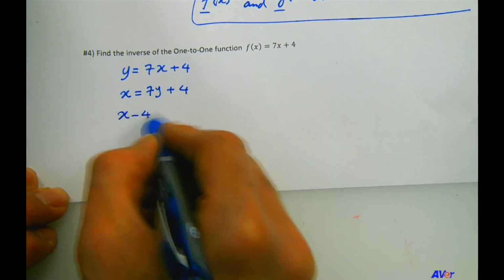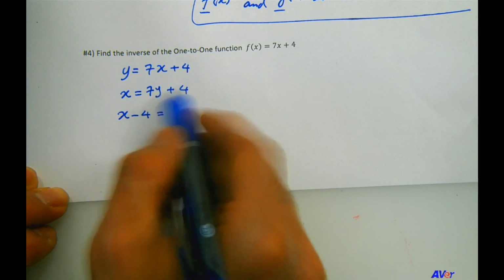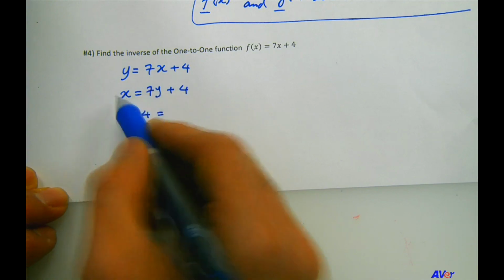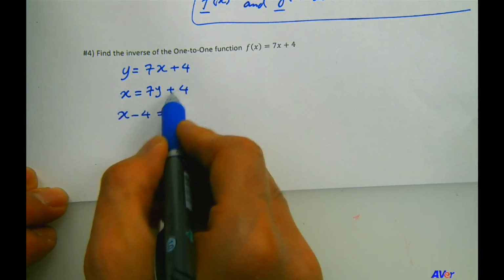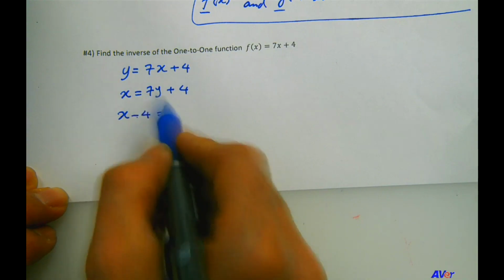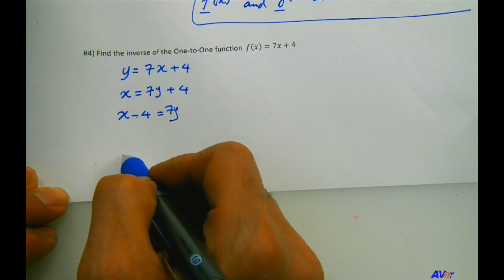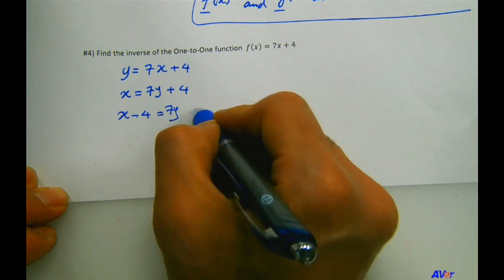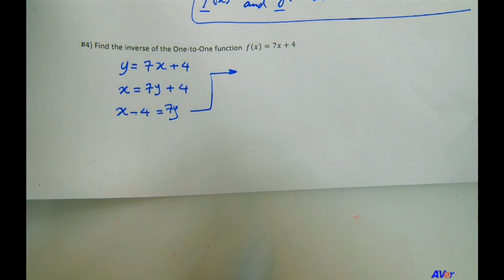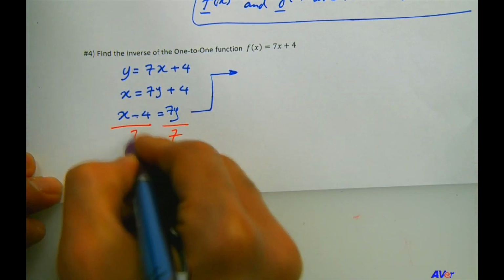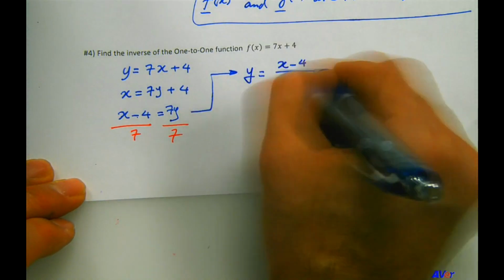So x minus 4. If we're solving for y, we need to isolate y. So we need to get rid of the 4. We need to get rid of the 7. How do we get rid of this 4? We move it to the other side. When we do that, the positive becomes negative. On the other side, we are left with 7y. Okay, is y isolated yet? No, it's got a 7 next to it. How do we get rid of it? We divide both sides by 7. Right? So we have y equals x minus 4 divided by 7.